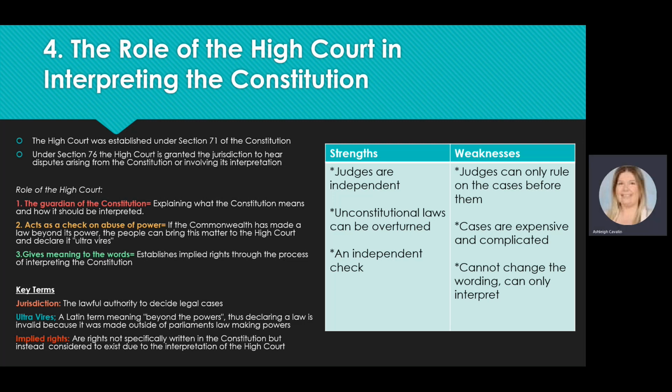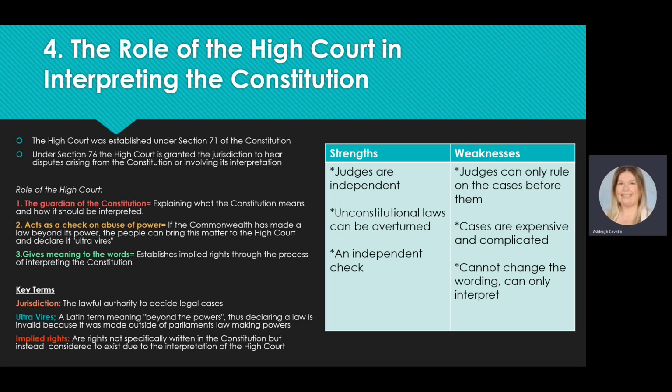Some of the key words that you will need to be comfortable with and use when discussing this area include jurisdiction. So this is a lawful authority to decide on legal cases. Ultra vires, which means beyond the law-making powers, and implied rights.